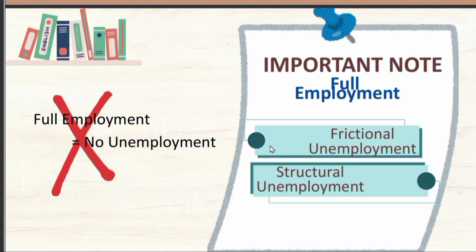So let's just have a quick recap of what we read. Important notice: full employment is a situation in which all those people who are willing and able to work get work without any difficulty at the existing wage rate. However, full employment does not mean no unemployment or zero unemployment, because under the situation of full employment, some natural unemployment will exist, that is frictional unemployment and structural unemployment.